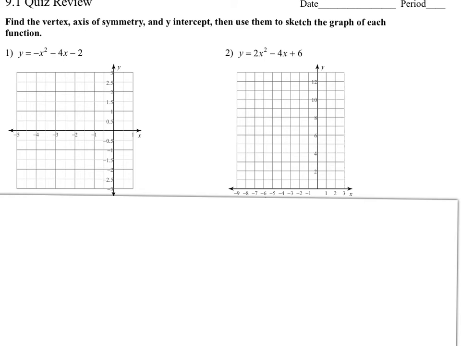Let's start off on number 2 here. So we want to find the vertex, axis of symmetry, and y-intercept. So start off with the vertex here. It's always the x value is negative b over 2a.